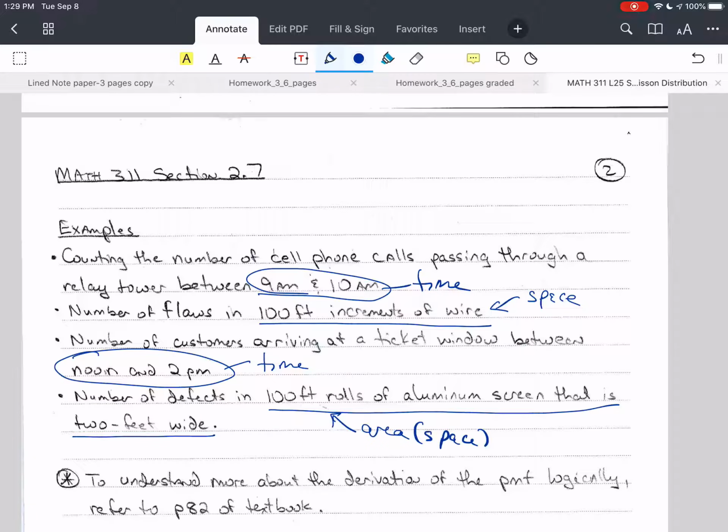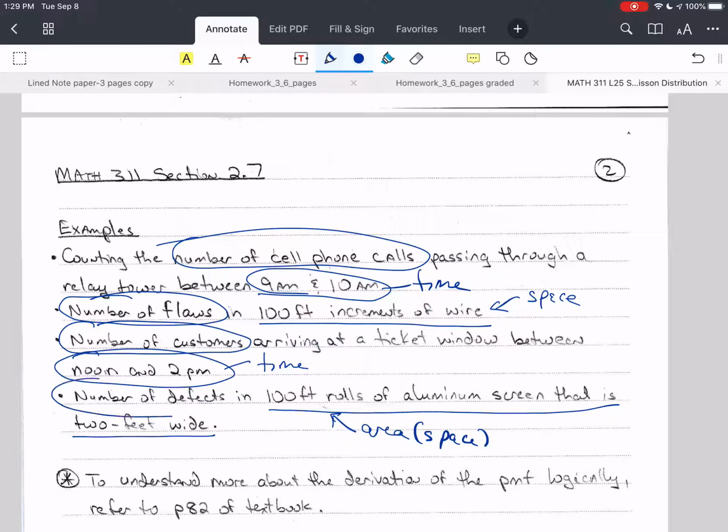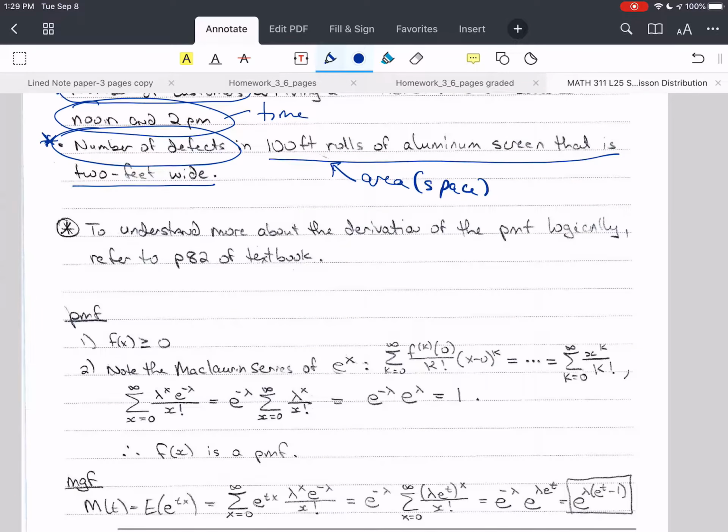So these are some different examples. Again, we're focusing on counting: the number of cell phone calls, the number of flaws, the number of customers, and the number of defects. So we're focused on these in this section, and in the exponential section we'll focus on the interval. Okay. So to understand, again, you can look at the PMF derivation on page 82 of the textbook.